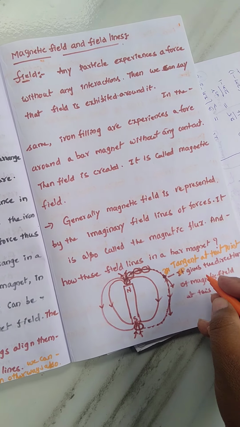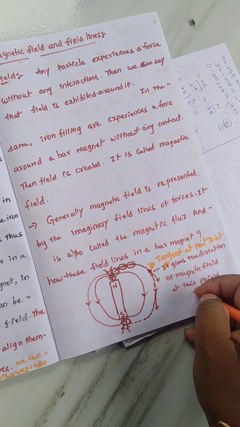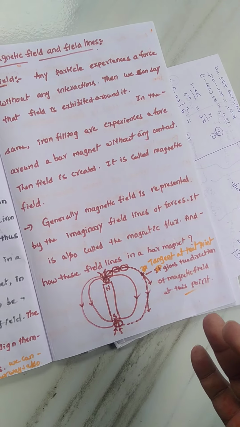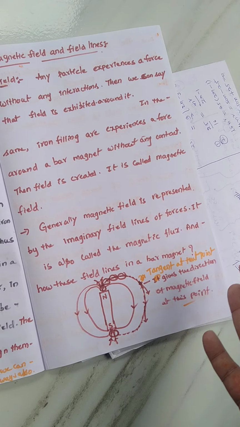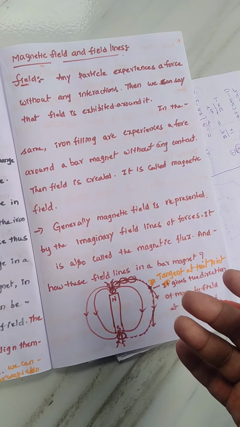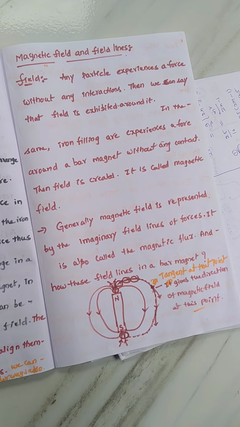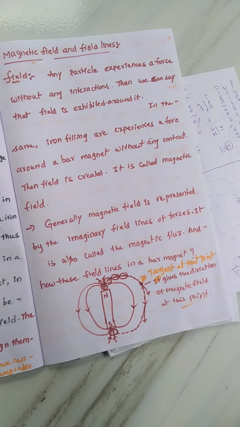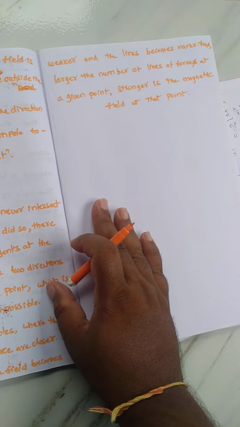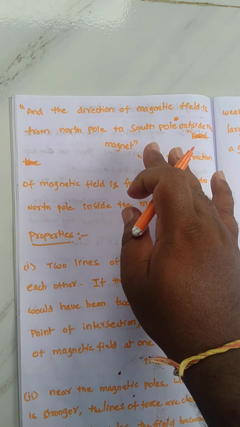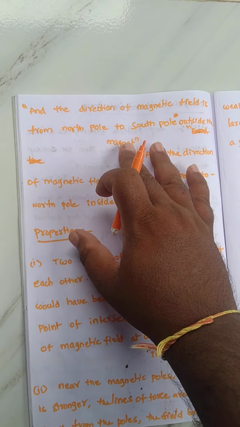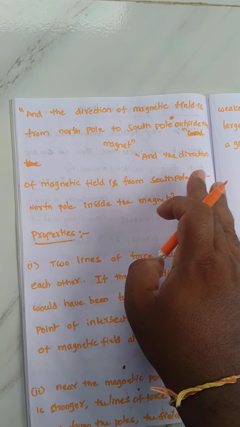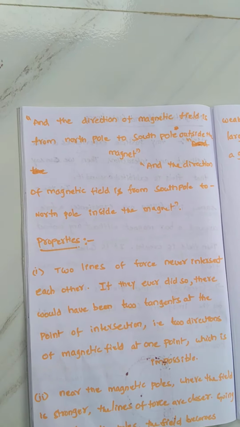So the tangent at that point gives the direction of magnetic field at this point. If they are asking in the exam how we can calculate the direction of magnetic field, you will draw a tangent at the particular point where we require the direction. The tangent at that point gives the direction of magnetic field, dear students. The direction of magnetic field is from north pole to south pole outside the magnet, and from south pole to north pole inside the magnet.